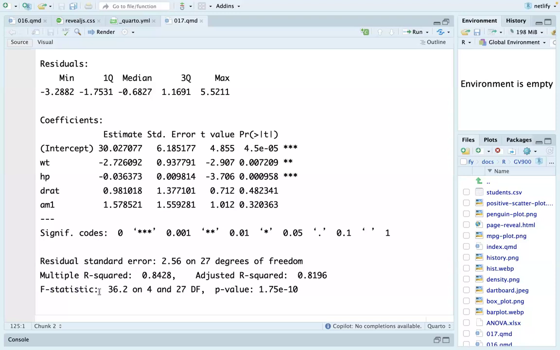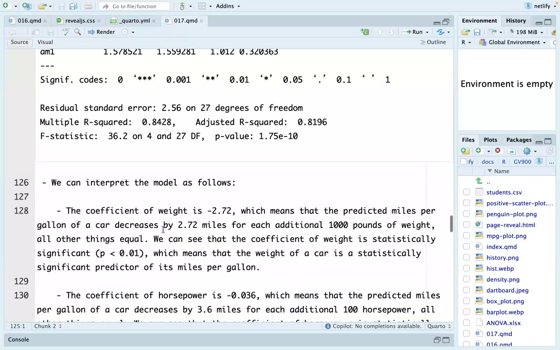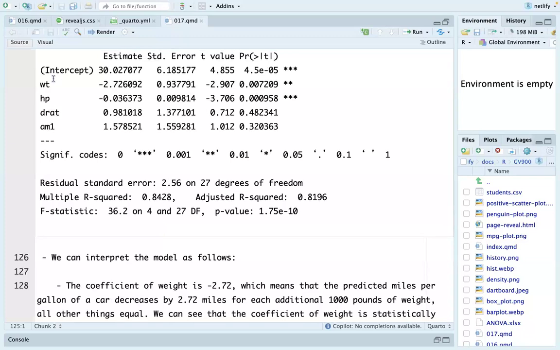And also the F statistic is 36. It's quite big, so the p-value is very small, very close to zero. In this case, it means at least one of the four predictors is significant. Here we have two. If all of these predictors were not significant, then the p-value would not be significant either.